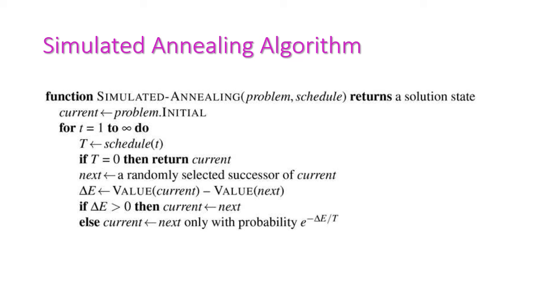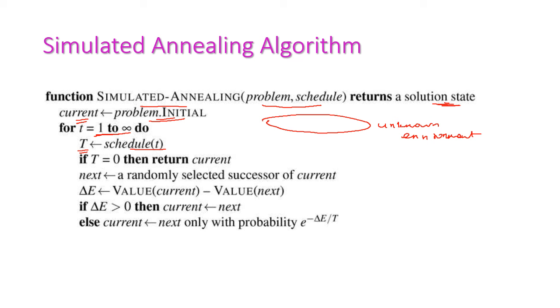Here the function simulated annealing accepts the problem and the schedule as input parameters, and it will return the solution state. The current state is the problem's initial state. The initial state now becomes the current state. For i equal to 1 to infinity, 1 to infinity means we don't know the state space actually, because this is an unknown environment. And T is given by the schedule of t. T is nothing but the control variable or temperature. If T equal to 0, then return the current. T equal to 0 means that is the global minimum, isn't it?